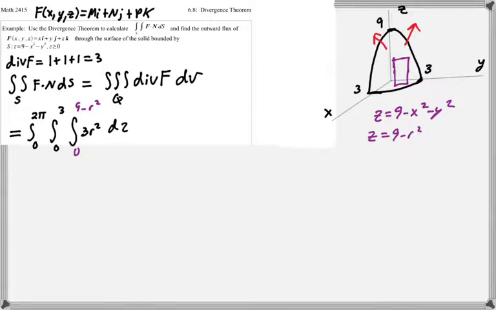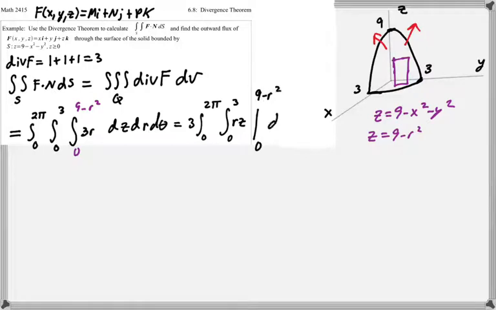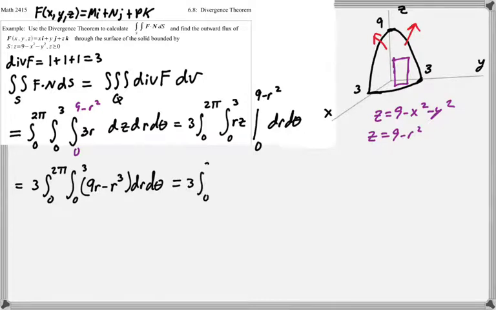So 3r, the r is for the Jacobian, dz dr d theta, which is equal to, we'll slide the constant of 3 out, integral from 0 to 2 pi, integral from 0 to 3 of rz, evaluated from 0 to 9 minus r squared, dr d theta, which is equal to 3, integral from 0 to 2 pi, integral from 0 to 3 of 9r minus r cubed, dr d theta, which is equal to 3, integral from 0 to 2 pi of 9 over 2 r squared minus r to the 4th over 4, evaluated from 0 to 3 d theta.